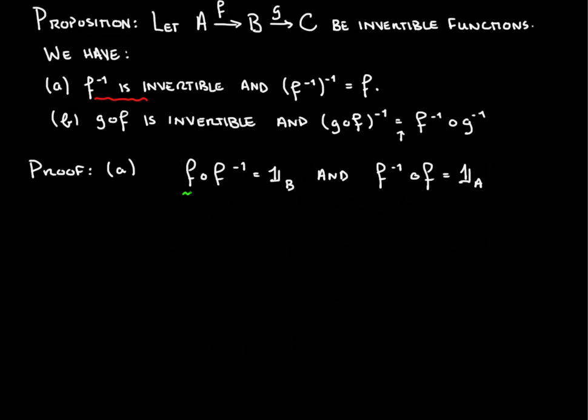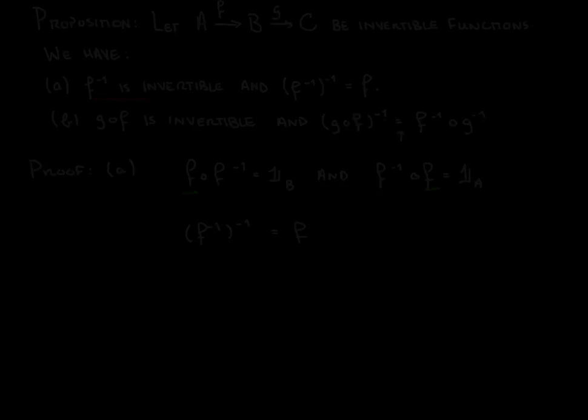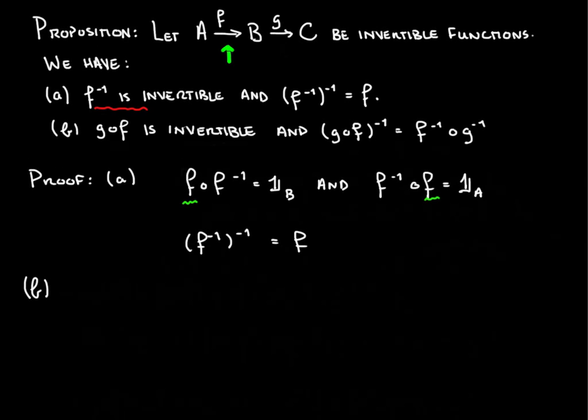But this is exactly the role that f plays in this composition. So we've proved that f inverse is invertible, and its inverse is actually f. So when you take the inverse of f inverse, it gives you back f. And that's it. For part B, we're going to have two functions again.